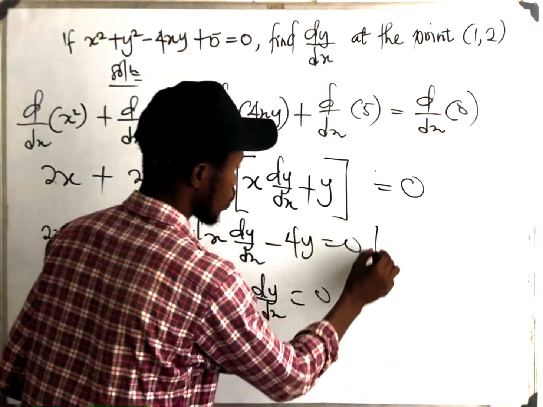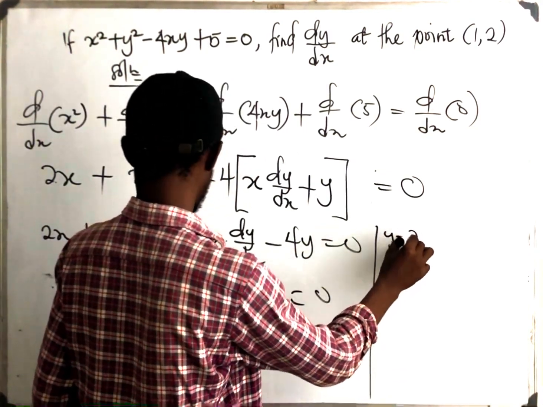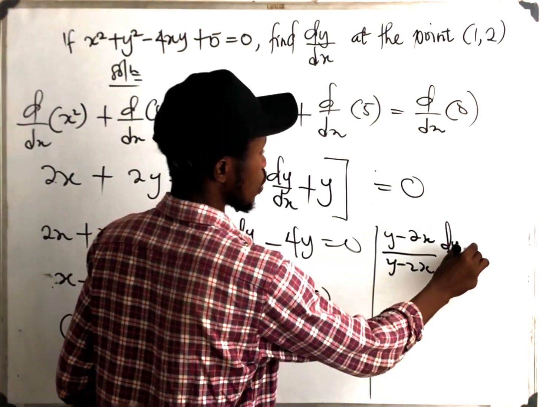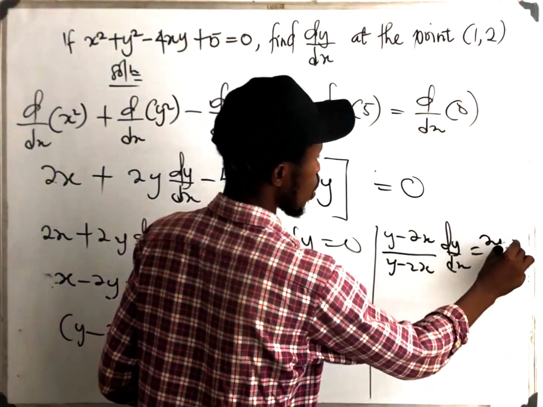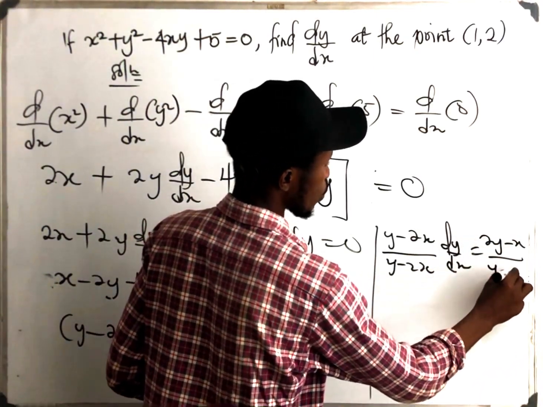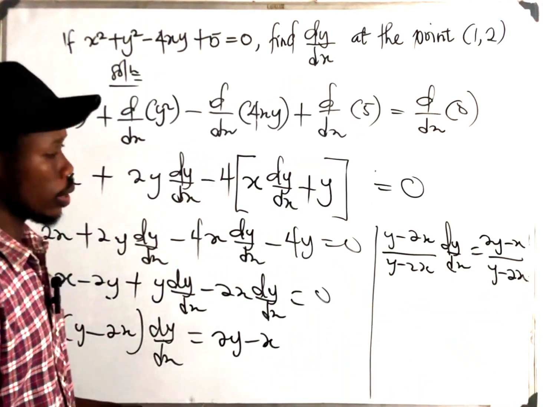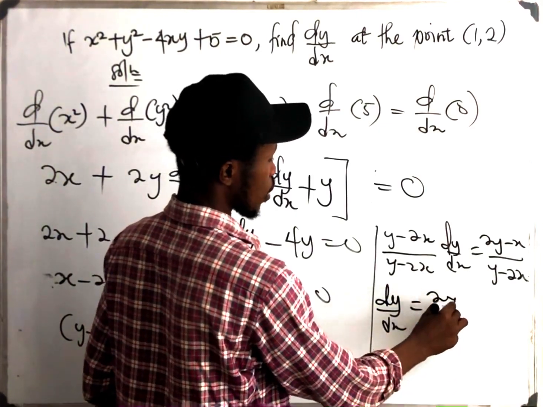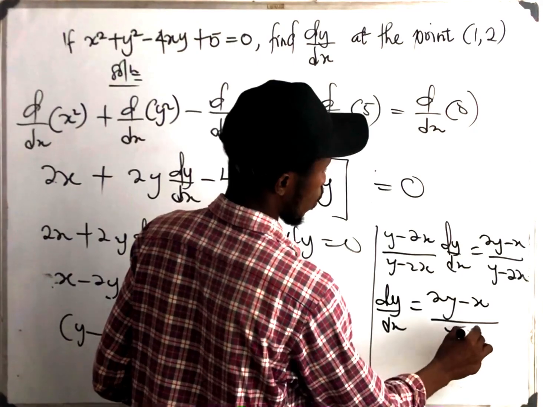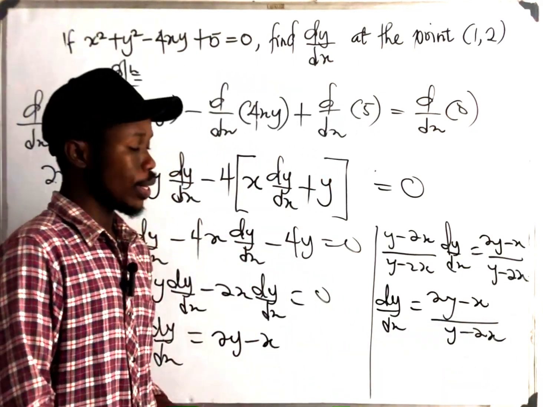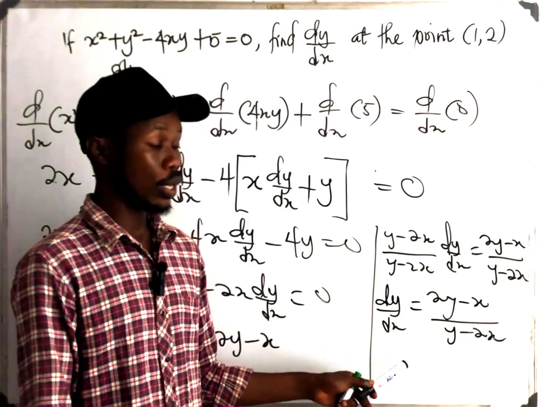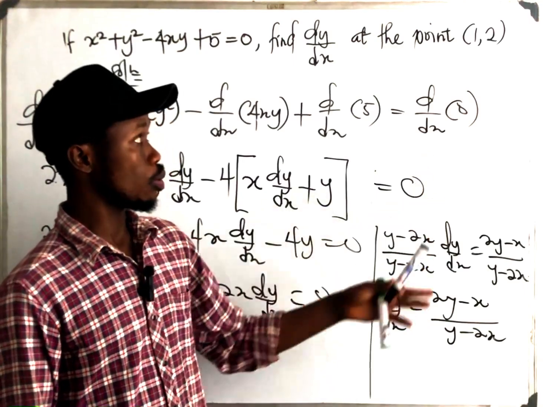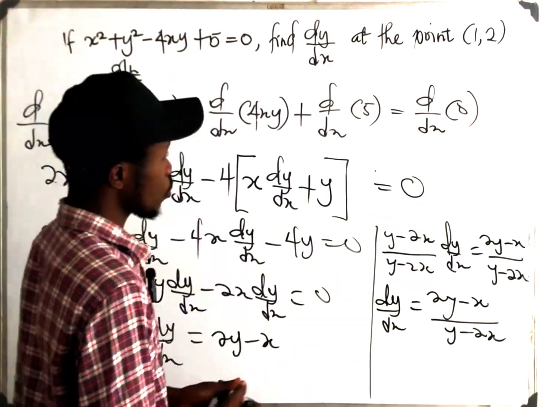So y minus 2x divided by y minus 2x, dy/dx equals 2y minus x divided by y minus 2x. Is that okay? So in this case, we can say that dy/dx is equal to 2y minus x over y minus 2x. Okay, this answer is a gradient or a tangent. Okay, so the next thing we need to do is to just substitute 1 and 2. Wherever you see x should be 1, wherever you see y should be 2. Okay, so let's do the substitution.